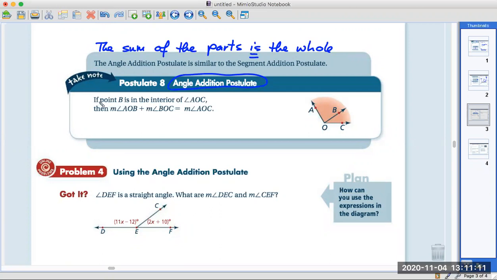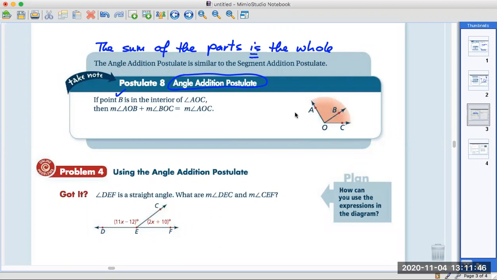If point, here we have our stipulation: if point B is in the interior of angle AOC, B has to be on the inside. Yes, it is. Check, right? Interior, between these two, not on the outside, not out here, okay? Then you add up these two angle measures and you get the whole angle. The whole is the sum of the two parts. That's what this means.